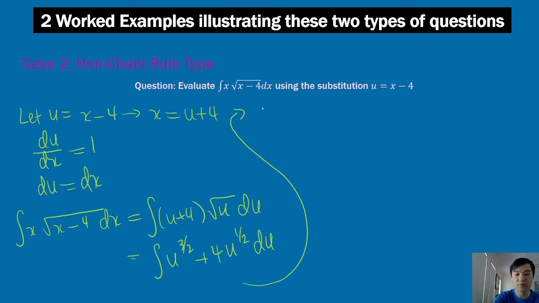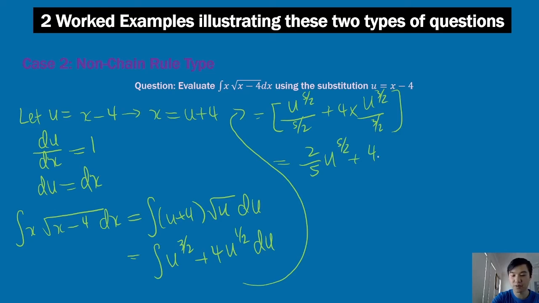So now when I integrate that, it will become u to the power 5 over 2 divided by 5 over 2, because I raised the power by 1 and divided by the new power, plus 4 times u to the power 3 over 2 divided by 3 over 2. So this will become 2 over 5 u to the power 5 over 2 plus 4 times 2 over 3, which is going to be 8 over 3 u to the power 3 over 2 plus c.